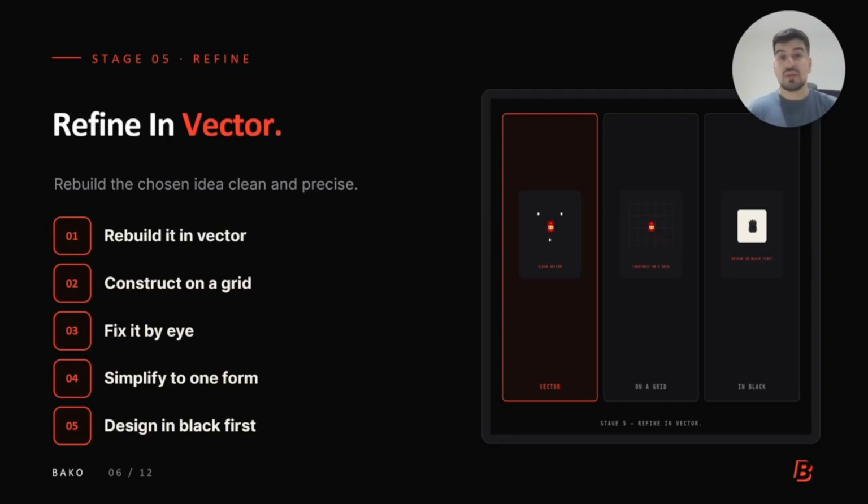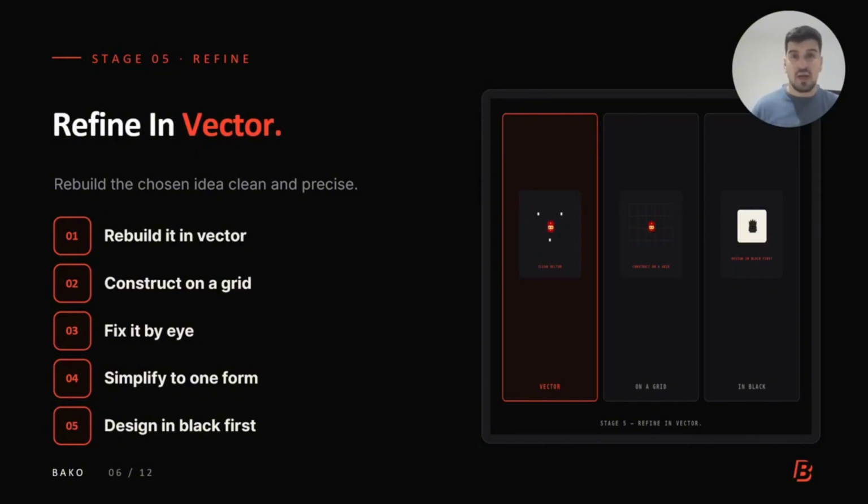So you need to rebuild it as a vector. So you take the sketch and you put it in Illustrator. Then you need to vectorize it. Then you need to construct it on a grid so you can see everything in a balanced form. Once you do this, you need to fix it by eye, because most of the time, even if it's mathematically correct and everything is the same width, it doesn't mean optically it looks the same.